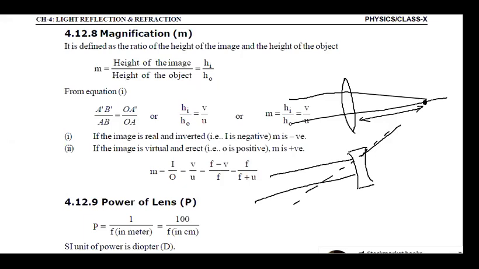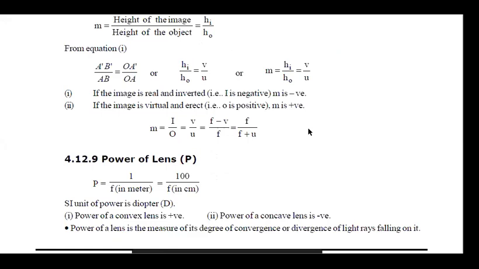Now tell me, if this is F1, this is F2, which of them will be positive, which of them will be negative? Obviously, convex one will be positive and concave will be negative. Very good, Renuka. So that's why when you talk about power, there is positive power and negative power. Positive power is due to convex lens and negative power is due to concave lens. Got it?